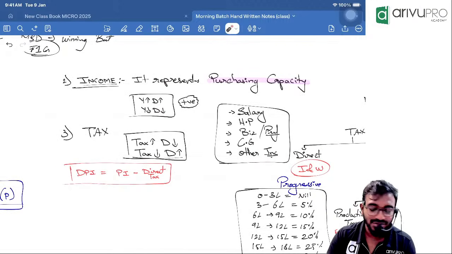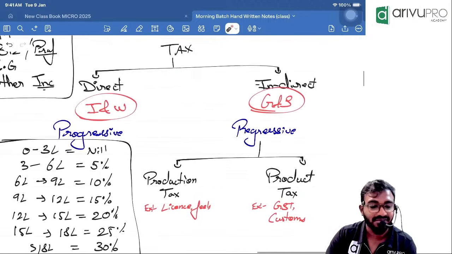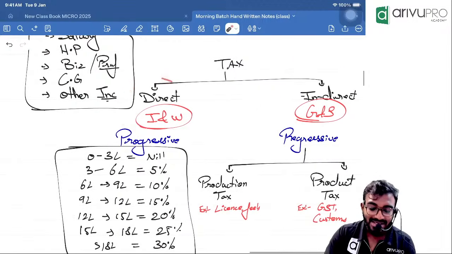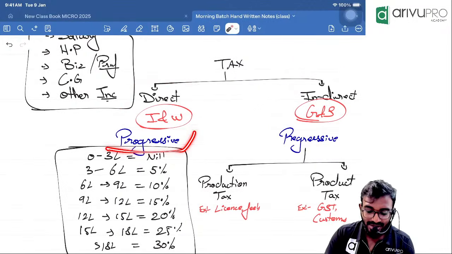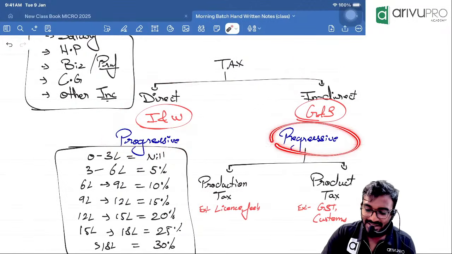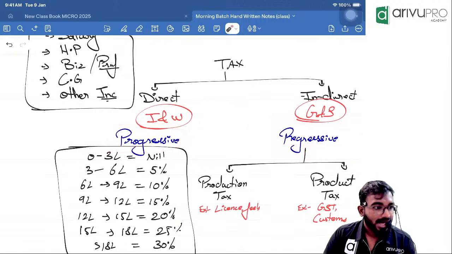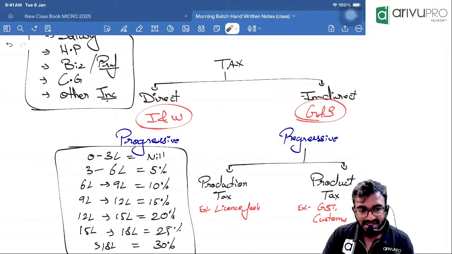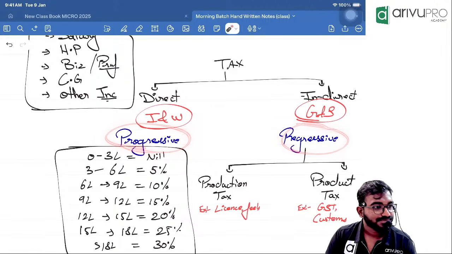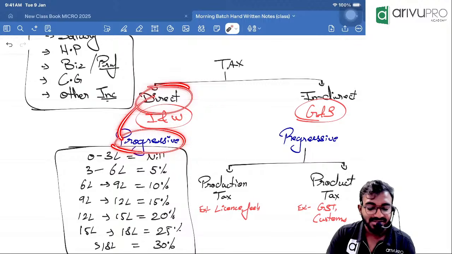Deviation happened. That's fine. So, what are the two types of taxes we have? Direct taxes. Indirect taxes. And these words are important. I will ask you this again. In the coming chapters, we will speak about this. Progressive, and where is the progressive tax?